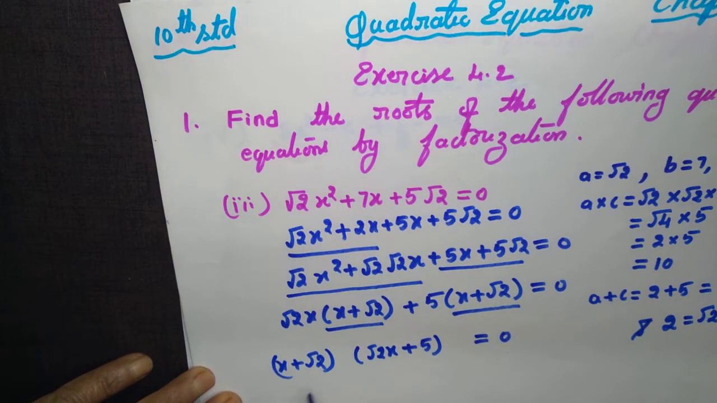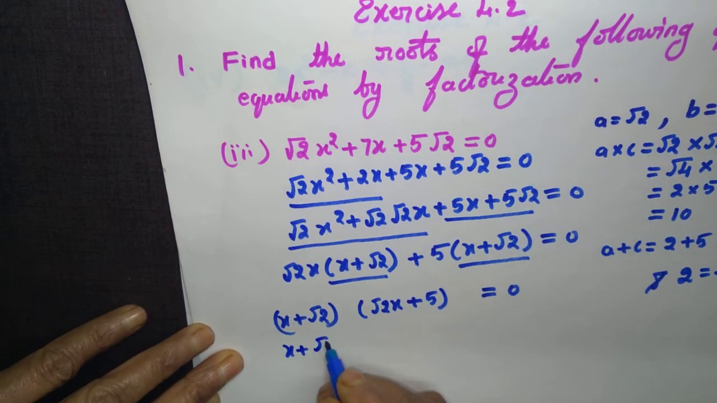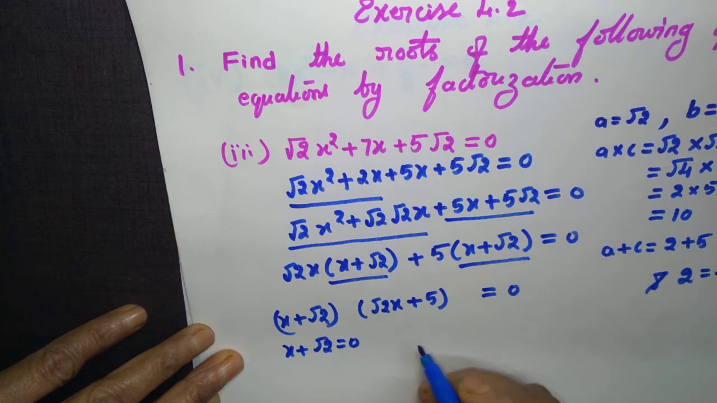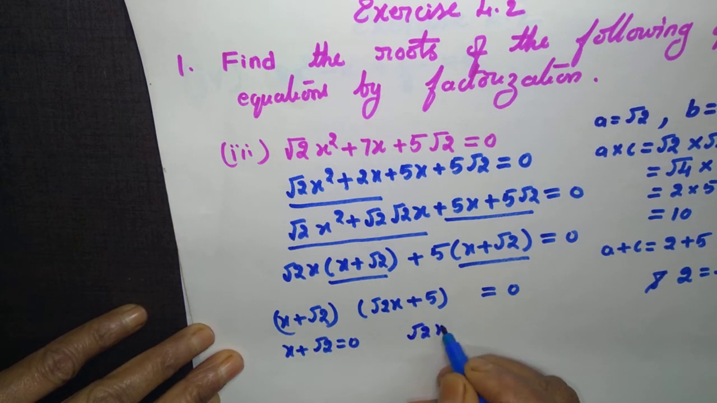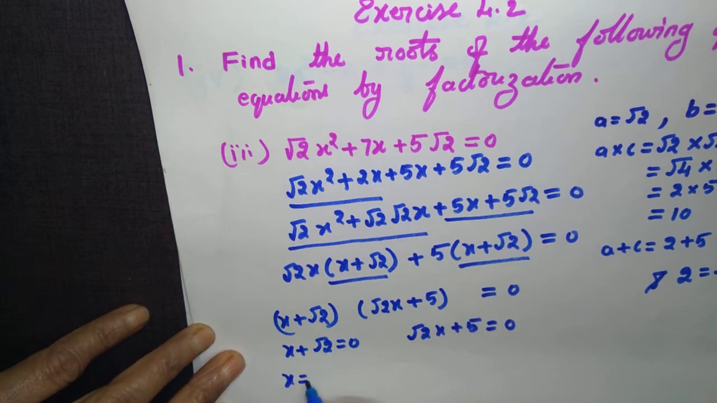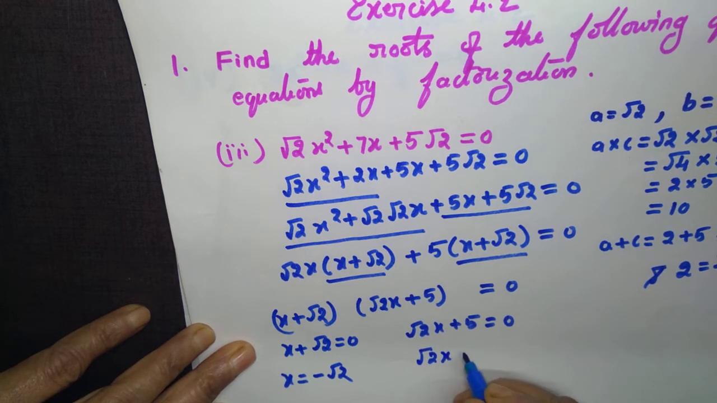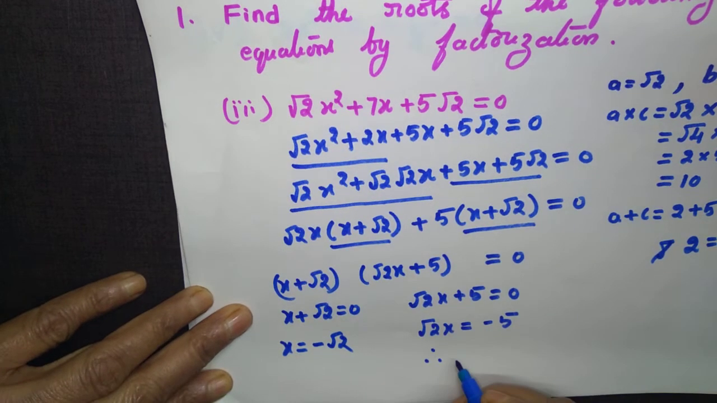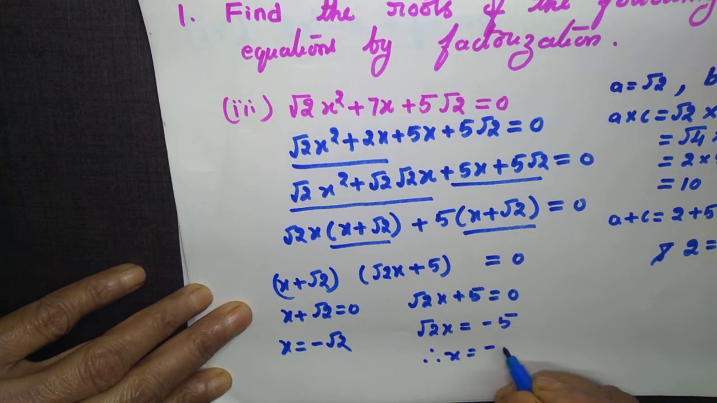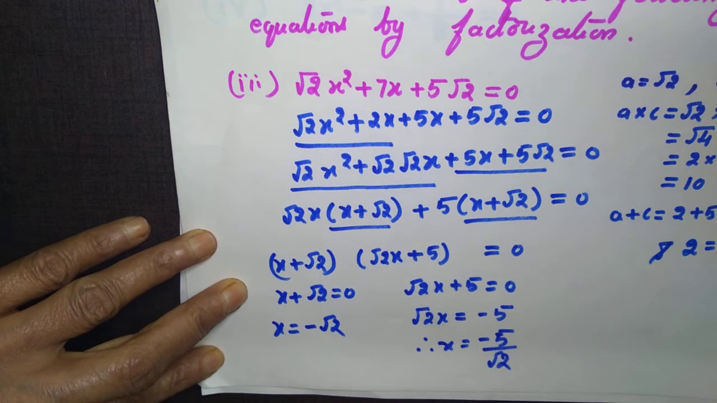What are the roots? Then x plus root 2 is equal to 0, and root 2x plus 5 is also equal to 0. Then x is equal to minus root 2, and root 2x is equal to minus 5, therefore x is equal to minus 5 upon root 2. If you want, you can rationalize the denominator.